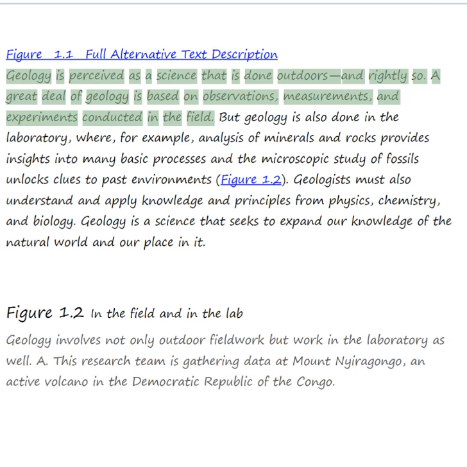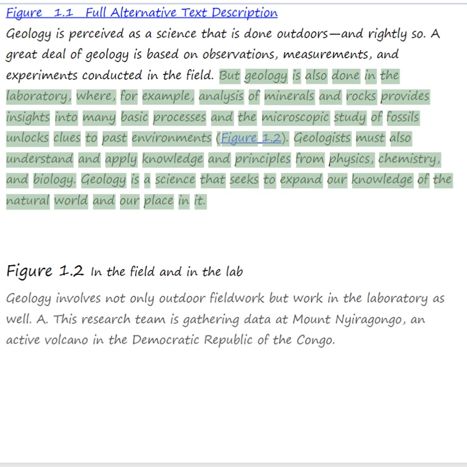Geology is perceived as a science that is done outdoors, and rightly so. A great deal of geology is based on observations, measurements, and experiments conducted in the field. But geology is also done in the laboratory, where, for example, analysis of minerals and rocks provides insights into many basic processes, and the microscopic study of fossils unlocks clues to past environments. Geologists must also understand and apply knowledge and principles from physics, chemistry, and biology.